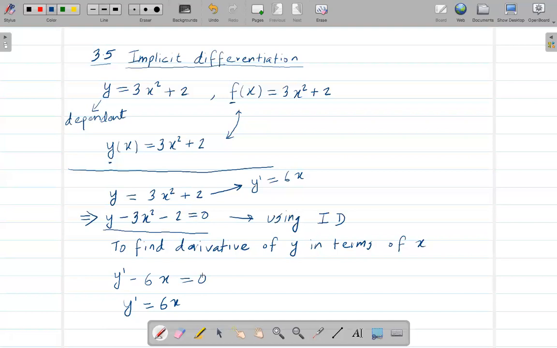So let's do another example where you will see a clear idea of what I'm exactly doing. Okay, so now let's see another example. Let's say we have x squared minus y cubed minus 3 is equal to 0.